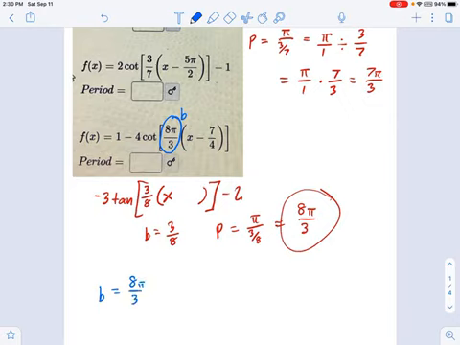The number is going to look a little different as a result, but all you do is you take pi divided by b. Okay, so divided by 8 pi over 3. And let's go through that keep, flip, change trick one more time. This is going to be pi over 1 times 3 over 8 pi. Okay, so what happens? Well, the pi's cross out. That's kind of nice. And all I get is 3/8 left.